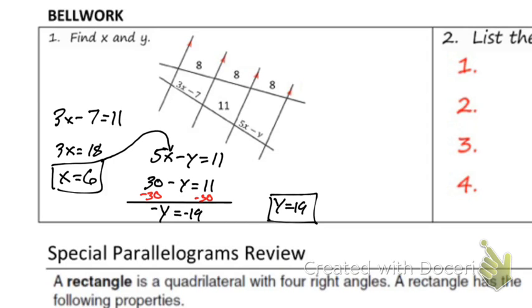Any mistakes, or is that what we got? If someone got it, then I'm good. All right, the second one.